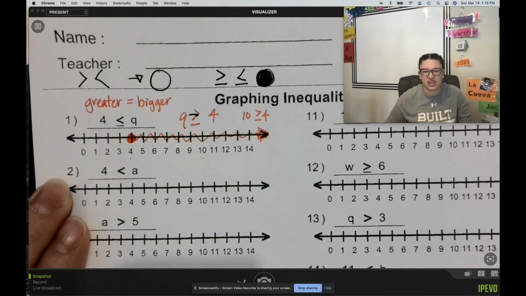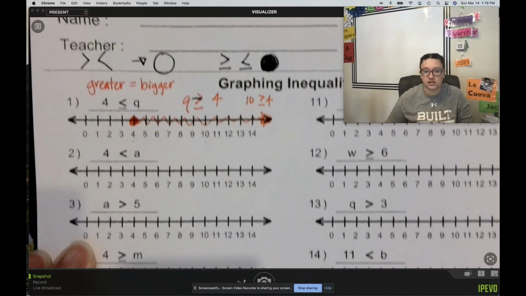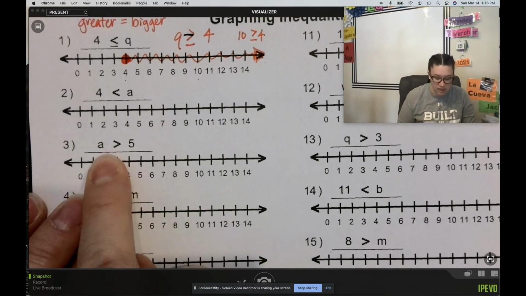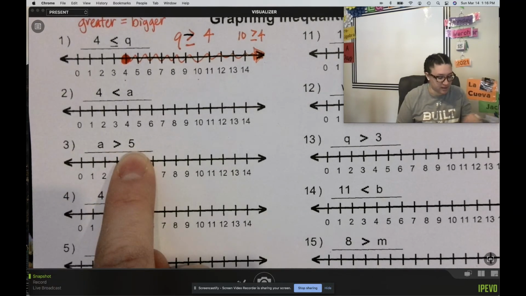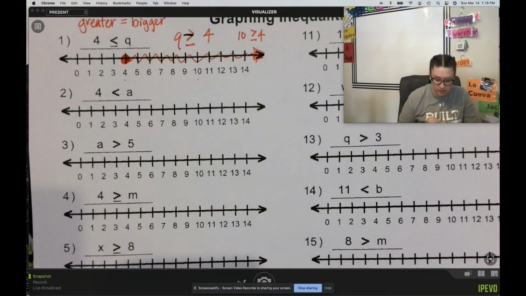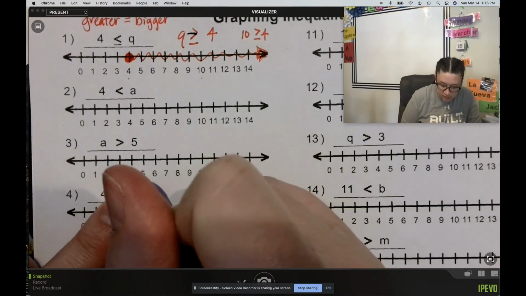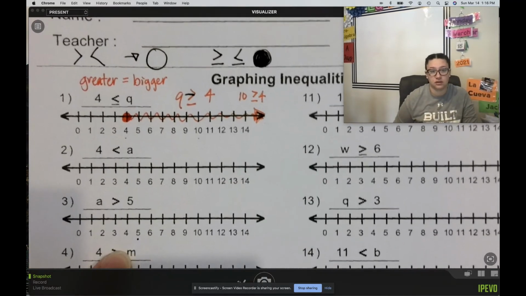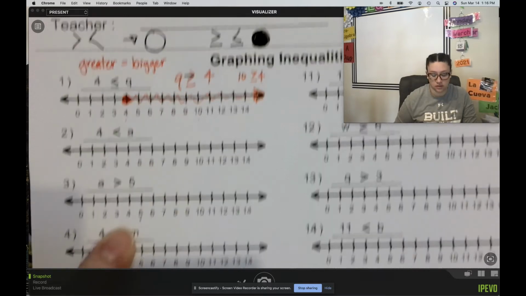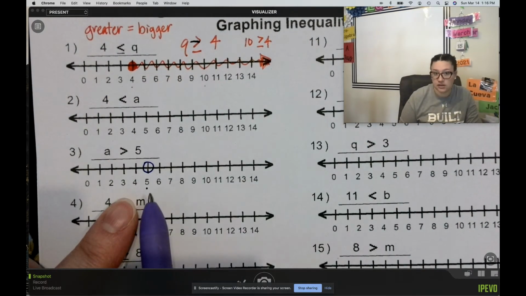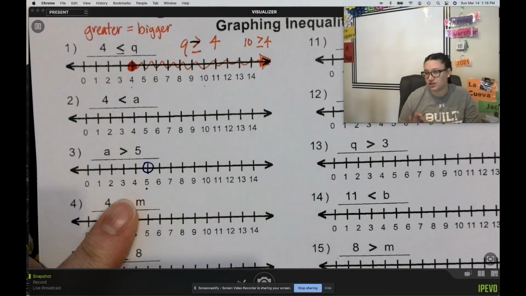Let's skip number 2 because it's very similar to number 1. Let's go down to number 3. A is greater than 5. So we know we've got to put a circle on 5, open or closed. Open circle. There is no line underneath, so 5 is not included in my answer. That's just the starting point.